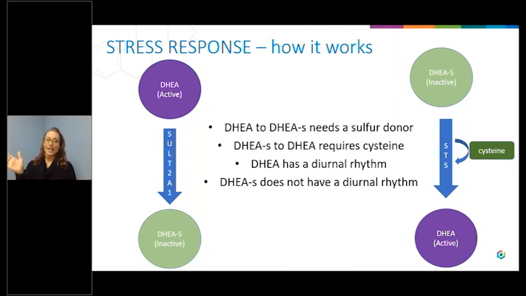As I said before, DHEA has a diurnal rhythm. It generally follows that cortisol pattern of the rise and fall. DHEAS does not have a diurnal rhythm. So a lot of times when people are doing blood work, they will test DHEAS to see what that adrenal reserve looks like.